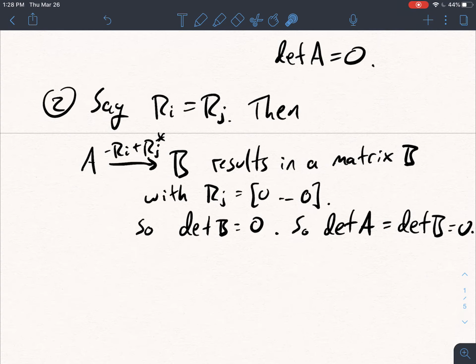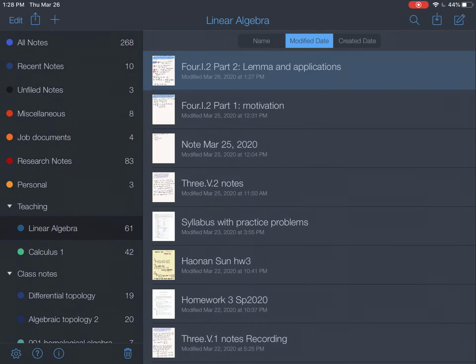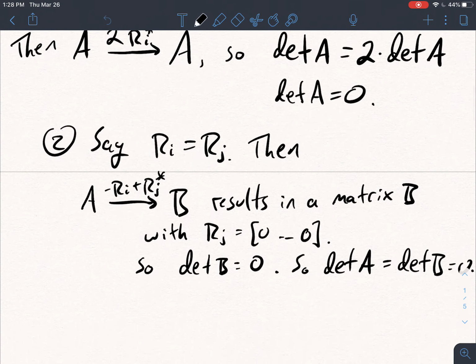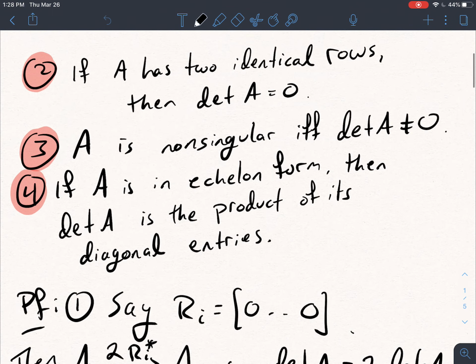We have two equal rows, and then, excuse me, this is not scrolling for some reason. There we go.